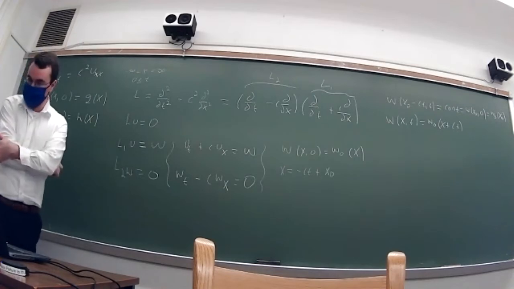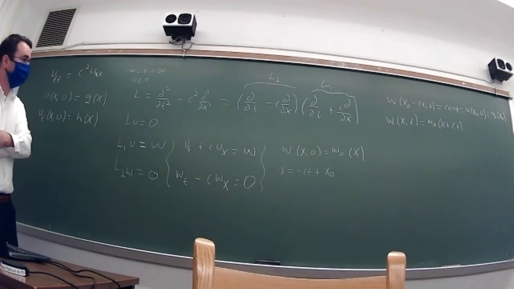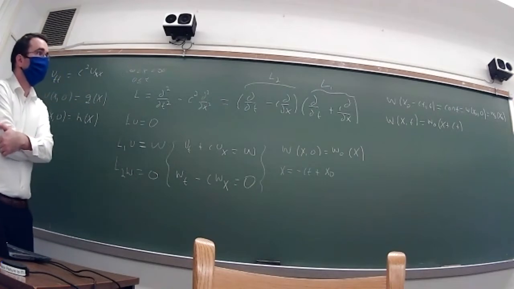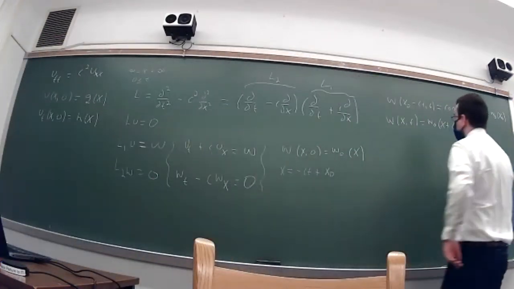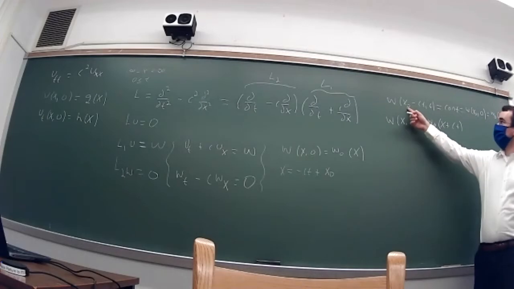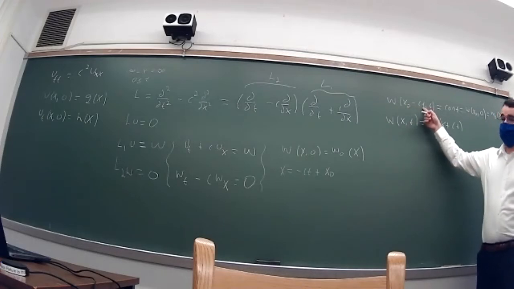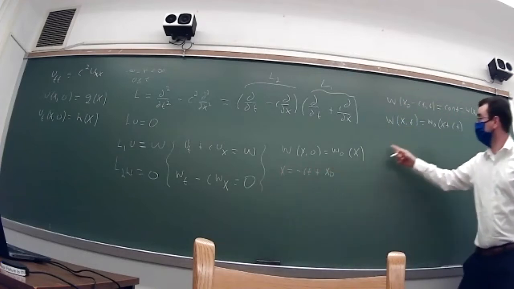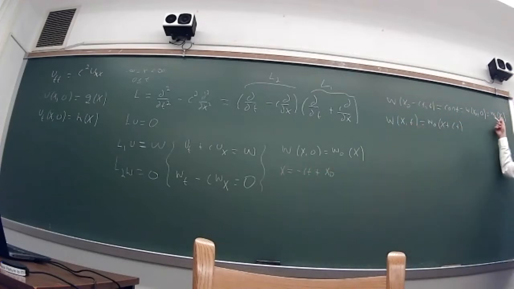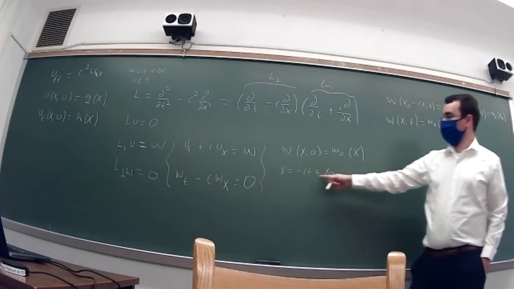So any questions or comments on there? How did you equate x naught? So x naught minus ct is x, and x naught is x plus ct.